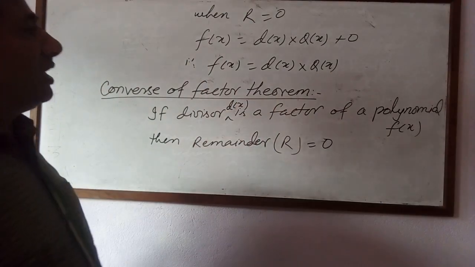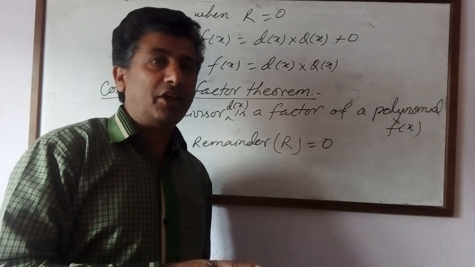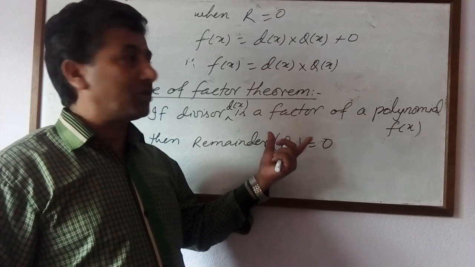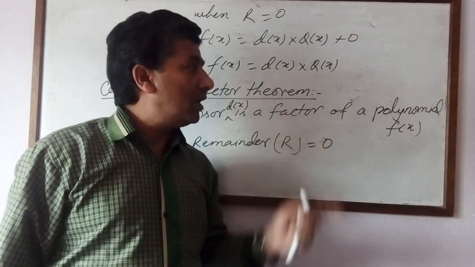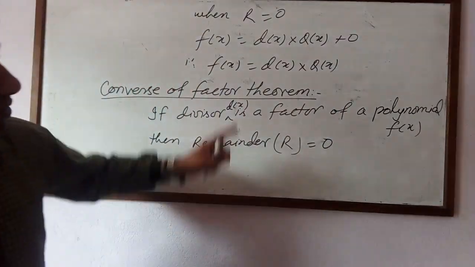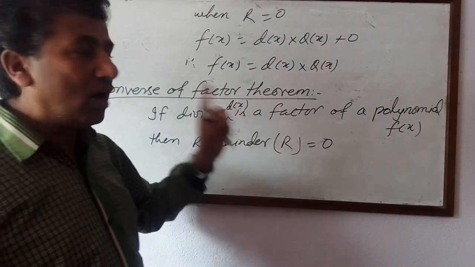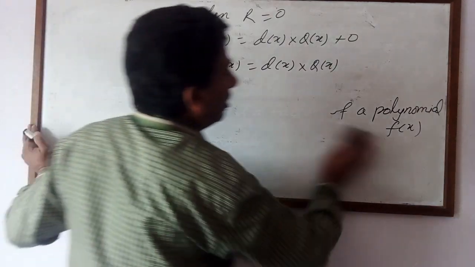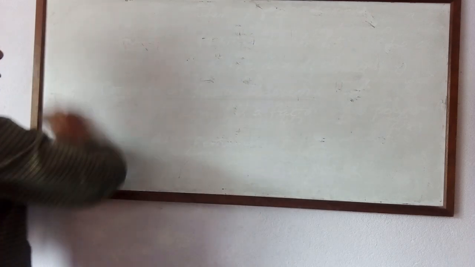Now I have completed remainder theorem, factor theorem, and converse of factor theorem also. Now by the help of these, we have to solve a problem. Two, three problems I will solve by using this remainder theorem and factor theorem. How to use remainder and factor theorem to solve the problem. I'll take a few examples here. First I'll write a question.